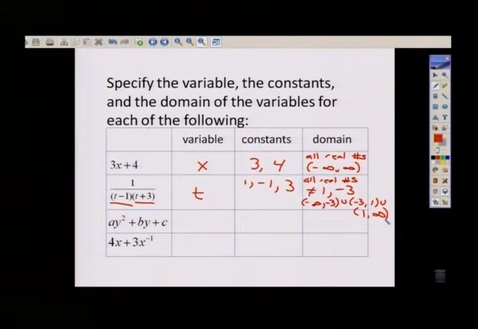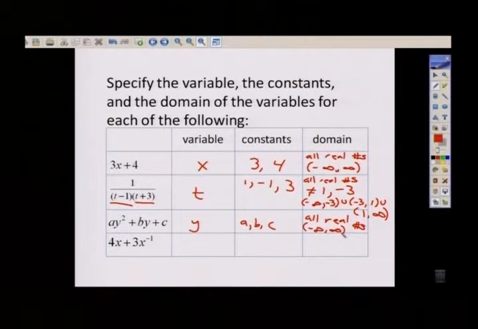In the next expression, the variable is the y. The constants are the a, b, and the c. And the domain would be all real numbers, because we could substitute any number in for y and get a value out.